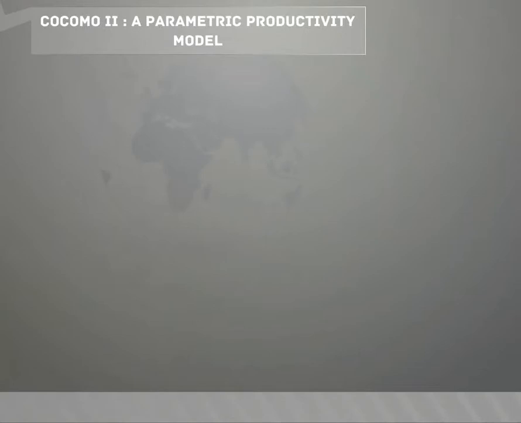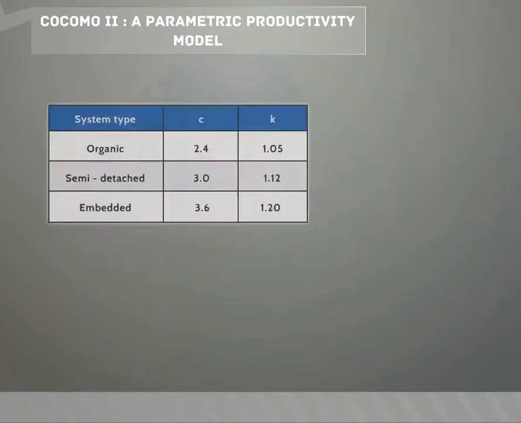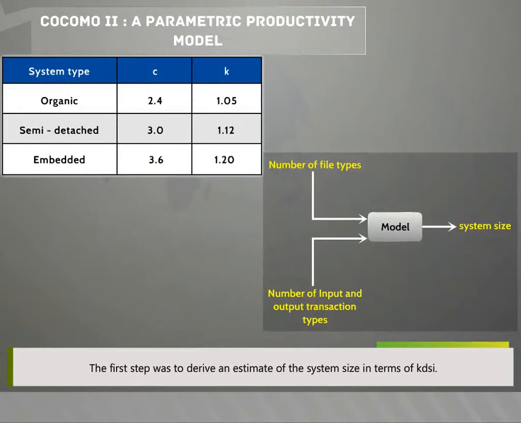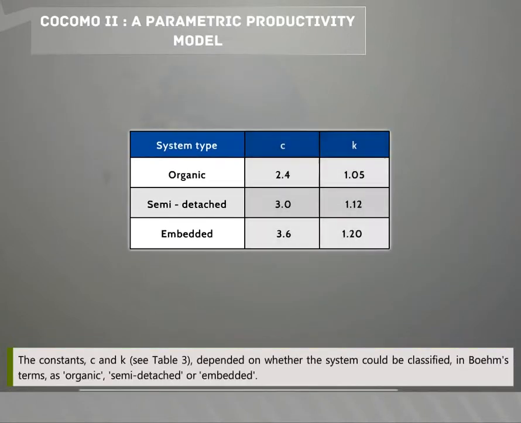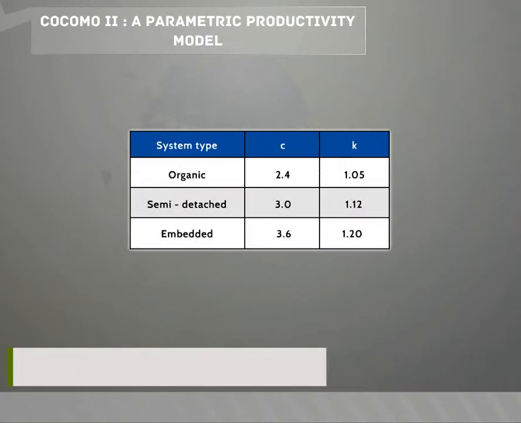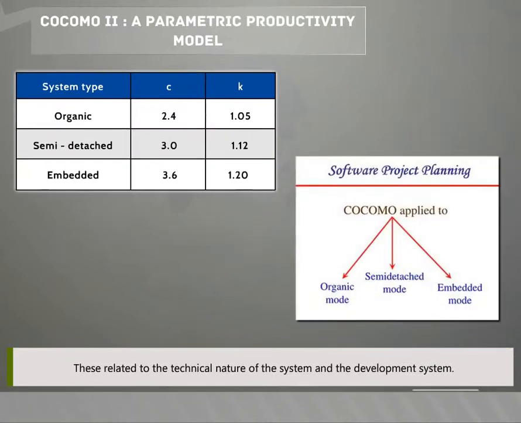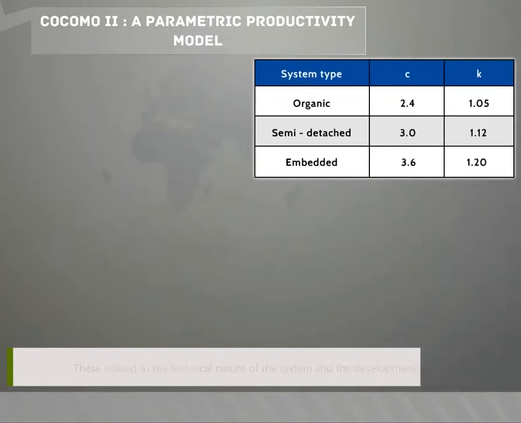COCOMO 2, a parametric productivity model. The first step was to derive an estimate of the system size in terms of KDSI. The constants C and K, see Table 3, depended on whether the system could be classified in Boehm's terms as organic, semi-detached, or embedded. These related to the technical nature of the system and the development system.